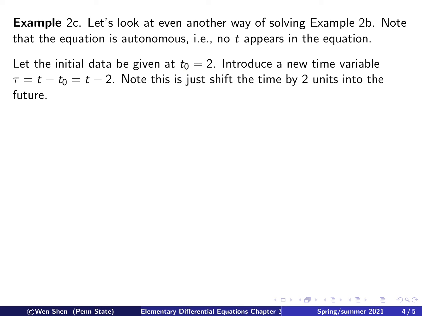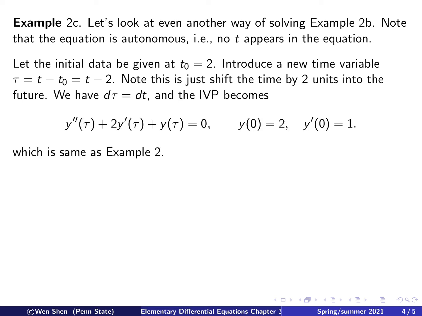Then we can introduce a new time variable. We simply shift it. We call it tau, which is t minus t0, here t minus 2. We just shift the time by 2 units. Now we consider tau as our independent variable, and we see that d tau equals dt. So the initial value problem in the variable tau becomes y double prime in tau plus 2y prime in tau plus y of tau is 0, with y at 0 is 2, y prime at 0 is 1, which is the same as example 2.